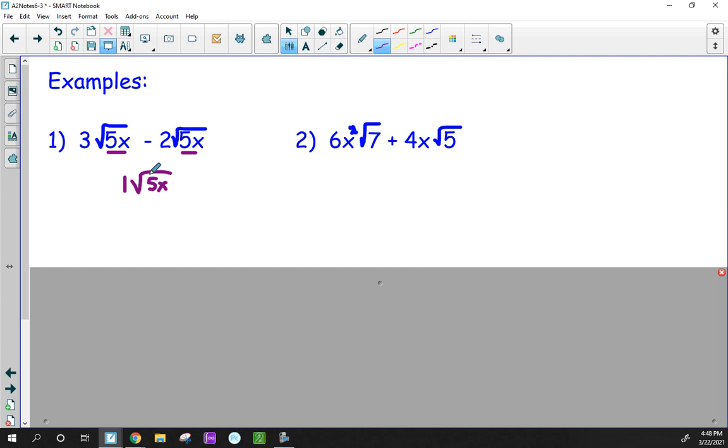Last, check to see if square root of 5x actually simplifies. Remember, if you can simplify, you do so. Square root of 5x does not simplify into another radical, cannot take the square root of x, and so that's as good as it gets.